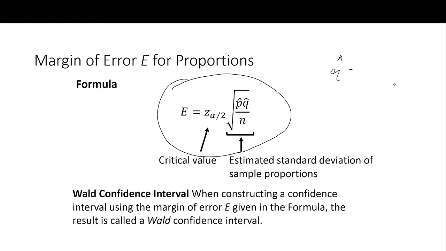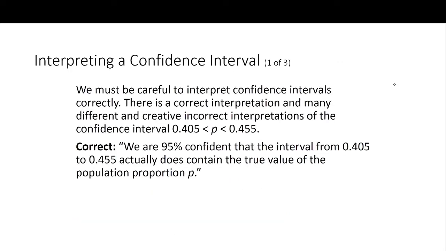Q hat means it's actually 1 minus p hat. P hat is a proportion estimation, a sample proportion estimation about the population. So by using this formula we can find out the margin of error, and creating a confidence interval with this margin of error is called a Wald confidence interval. When constructing a confidence interval using the margin of error E given in the formula, the result is called a Wald confidence interval. Okay, and how do we do that?